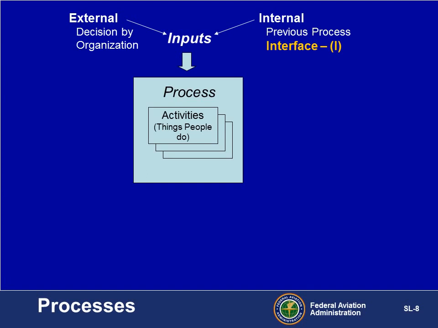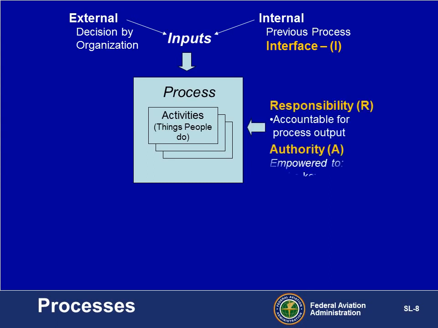For example, the flight crew calling for de-icing triggers the station de-icing crew to start their process to de-ice the aircraft. Notice that inputs are an interface process attribute. Next we ask, who's in charge? And who can make changes to the process, and who can accept risk on behalf of the company?